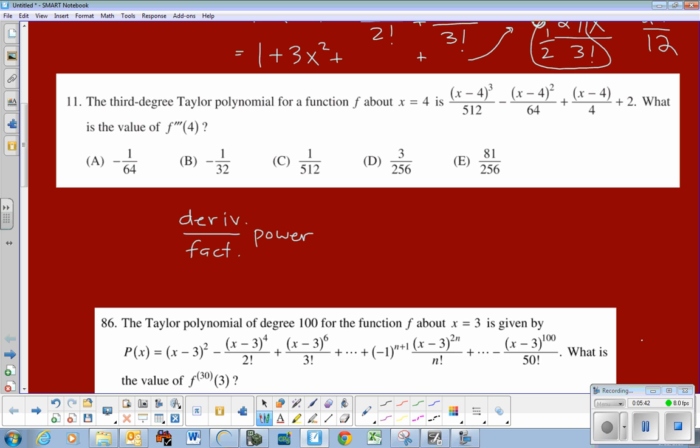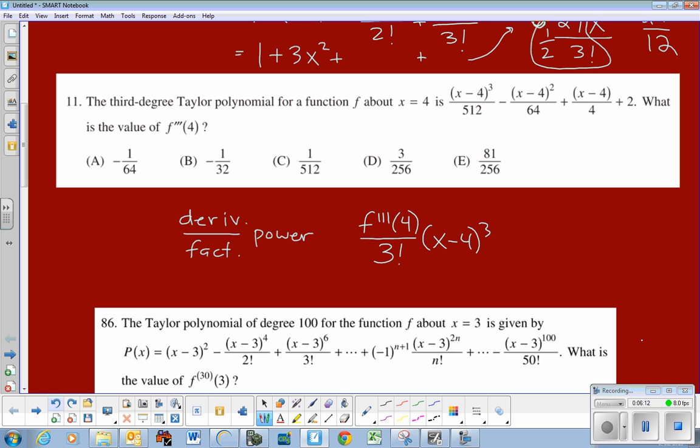So this third degree term, x minus 4 cubed, that's the power part, right? X minus 4 cubed is the power, which means we need the derivative and the factorial. So the derivative is what we're trying to solve for. The third derivative of the function evaluated at 4, and we need a 3 factorial because this is the third degree term. There's a 3 factorial on it.